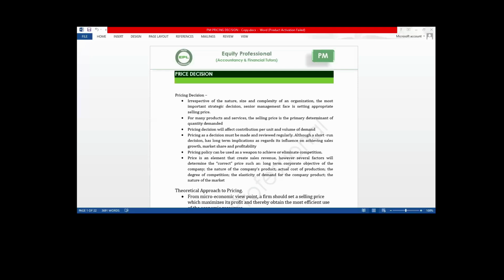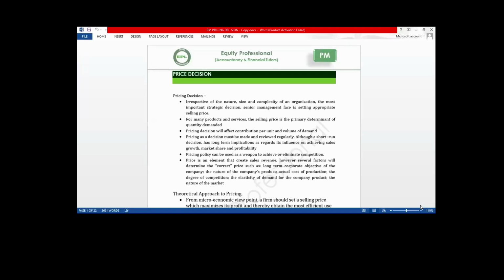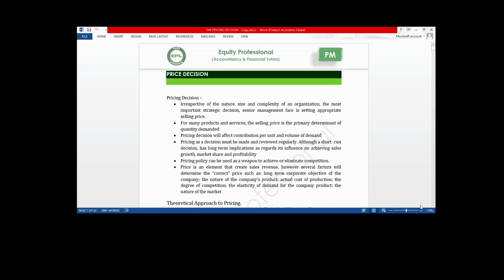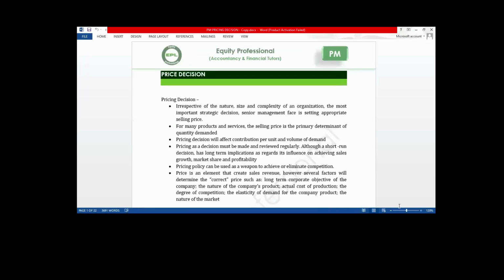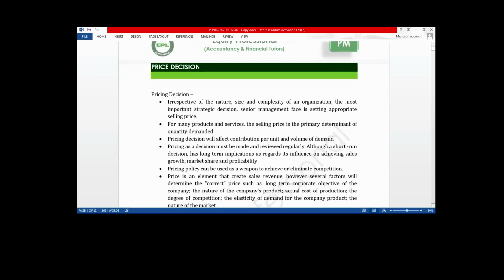For many products, the selling price is the primary determinant of quantity demanded. You may ask yourself, how does ICAN determine your tuition fee? If you are to write just one paper, you are required to pay certain amounts. If you are writing two papers, you will be required to pay certain amounts. How does a professional body determine the price for this service? There are several factors.